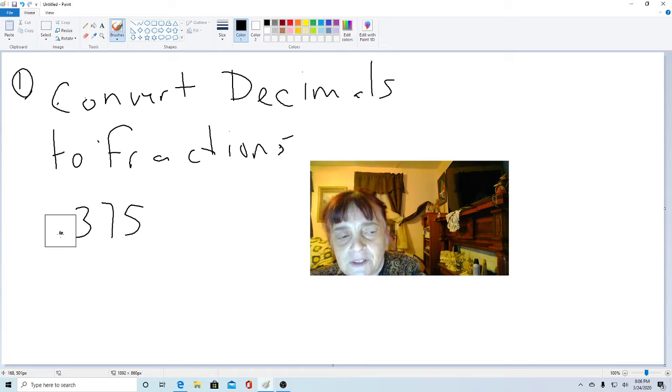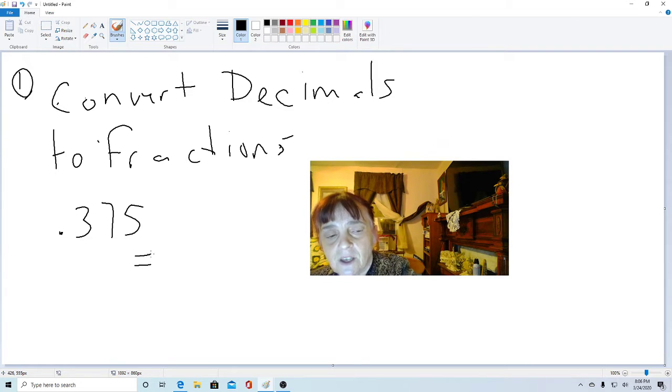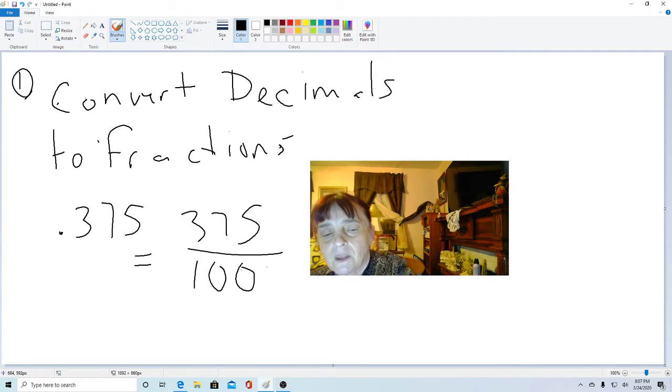Okay, 0.375. One place to the right of the decimal is tenths place. Two places is hundredths place. Three places is thousandths place. So you make this 375 over 1,000. And numerator and denominator you can divide evenly by 5.